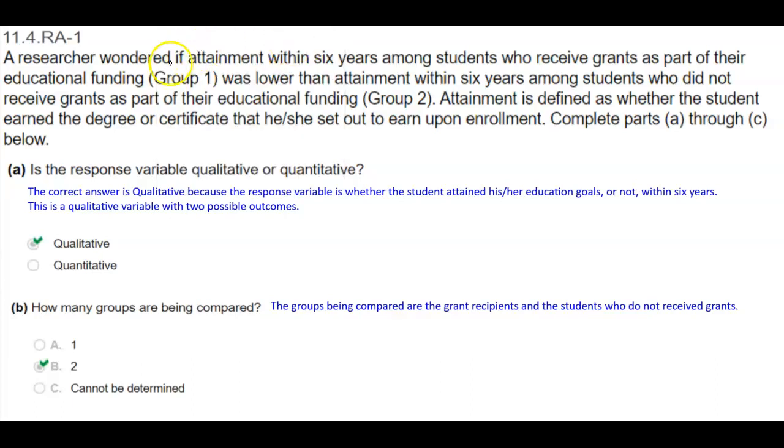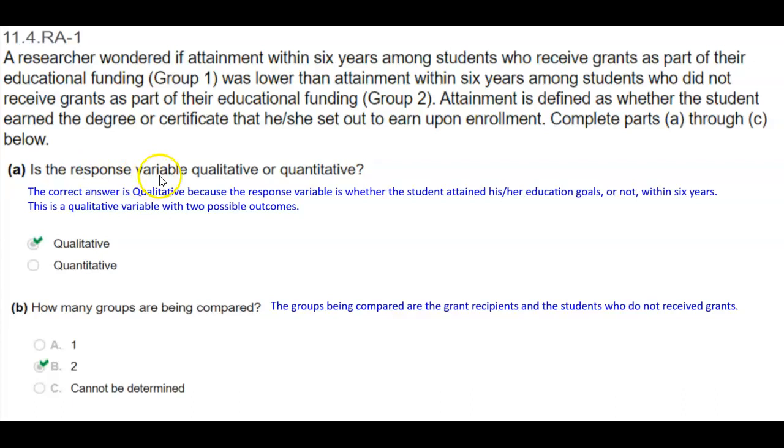A researcher wondered if attainment within 6 years among students who received grants as part of their educational funding, Group 1, was lower than attainment within 6 years among students who did not receive grants as part of their educational funding, Group 2. Attainment is defined as whether the student earned the degree or certificate that he/she set out to earn upon enrollment. We're going to complete parts A through C below.